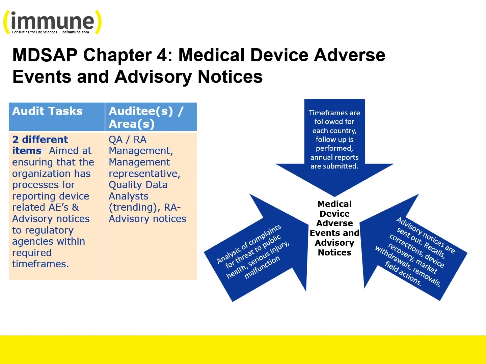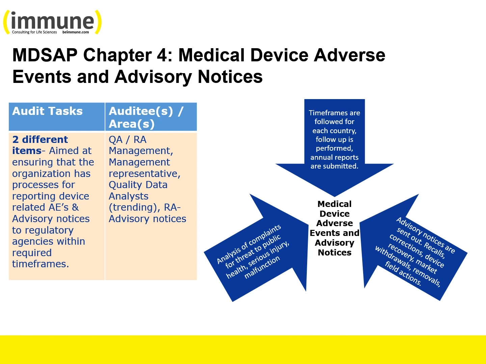MDSAP Chapter 4, Medical Device Adverse Events and Advisory Notices. This process may be audited as a linkage from the measurement, analysis, and improvement portions. The purpose of auditing the medical device adverse event and advisory notices reporting is to verify that the organization has processes that ensure individual device-related adverse events and advisory notices involving the medical devices are reported to the appropriate regulatory authorities within the required timeframes.